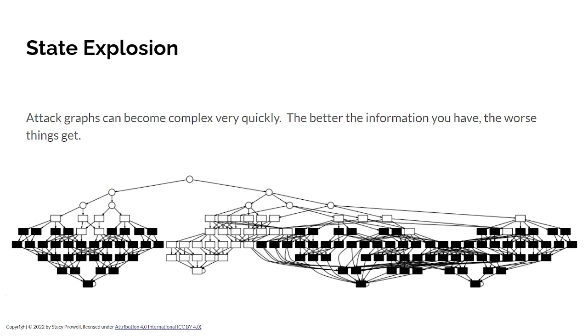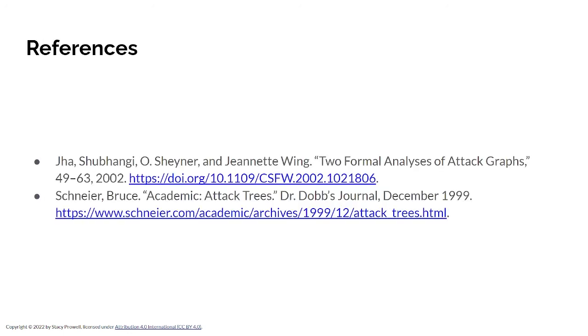The downside to attack graphs is they become very complex very quickly. It's the state explosion. The better the information you have, the more detailed, more careful, more conscientious work you do, the worse things get. That's a real attack graph from a paper. And it's not that complex yet, but it's going to get that way. You can sort of tell that's happening.